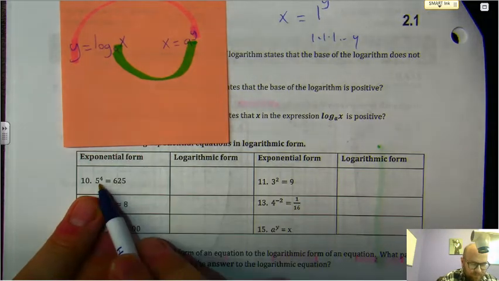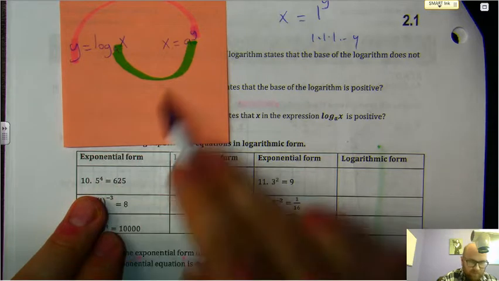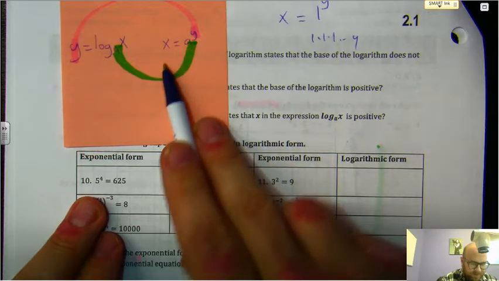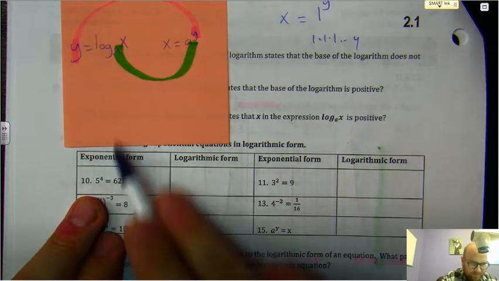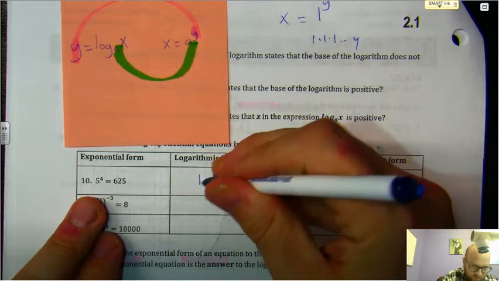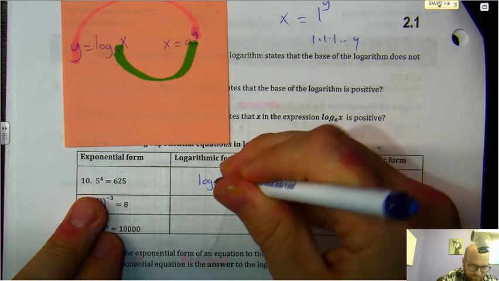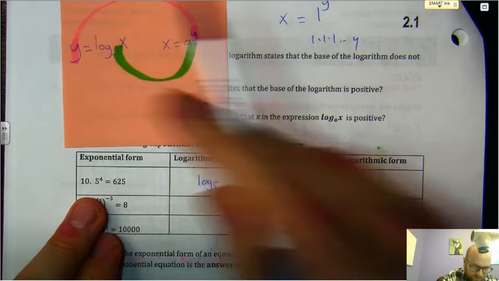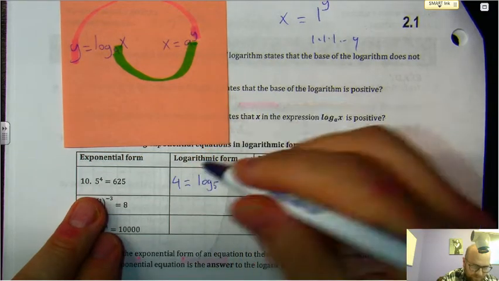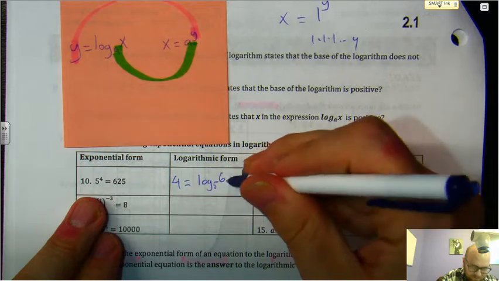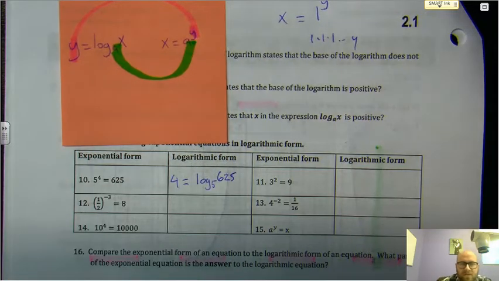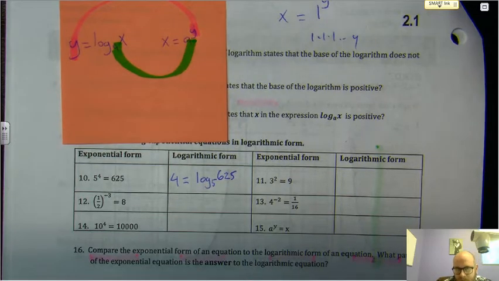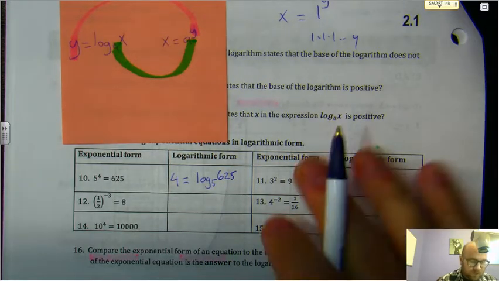This is 5 to the 4th equals 625. So it's already in this form. Base to the y equals x, okay? So my base is 5, so that means I have to have log base 5. And then it's being raised to the 4th power. That's my y, so that needs to go on the other side. And that means log base 5 of 625. So what it's saying is 5 to what power is 625? 4.